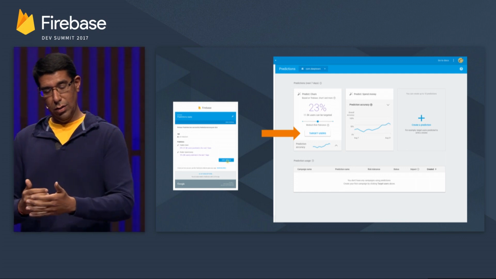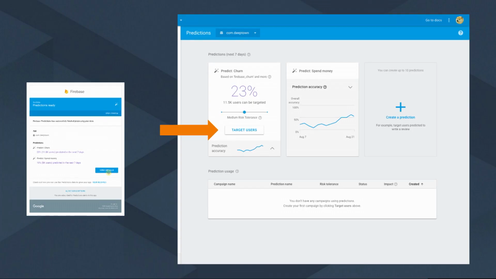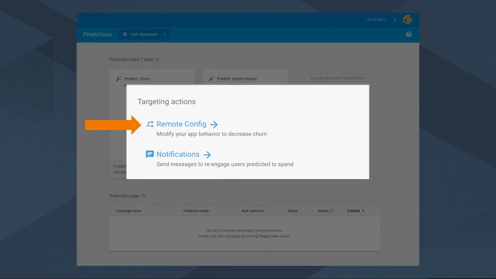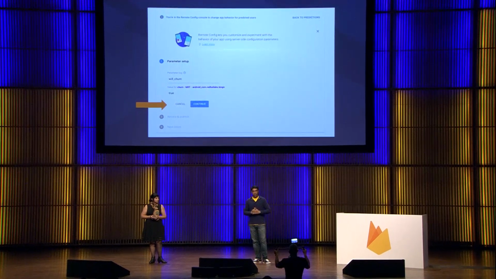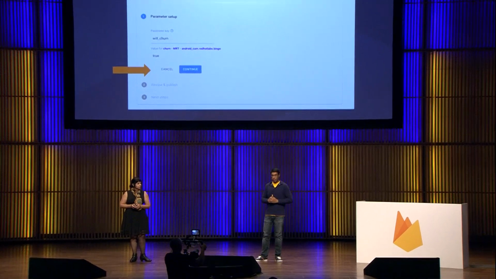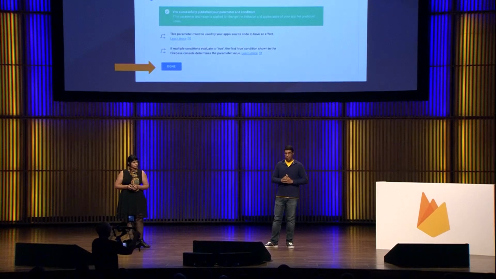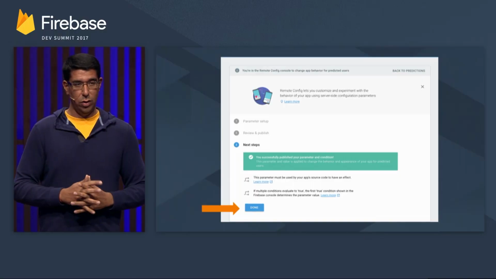So next step is to go to the console. And in Halfbreak's case, they chose to use it to target users. So as soon as you click that, you see the options to either use remote config or notifications. Now, Halfbreak decided to use remote config, and they went to this screen to create a remote config parameter. They did something like this, created a variable for will churn. They were interested in users who were about to churn, and then they did publish. Now, as you know, once you publish with remote config, that parameter is available to all your app installations in real time when they do the next remote config fetch.